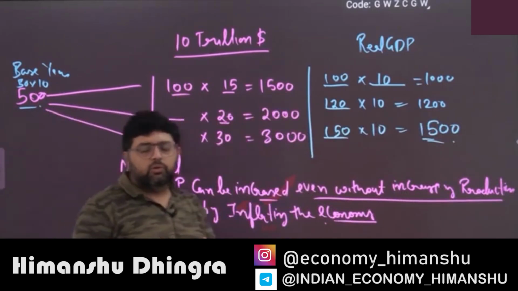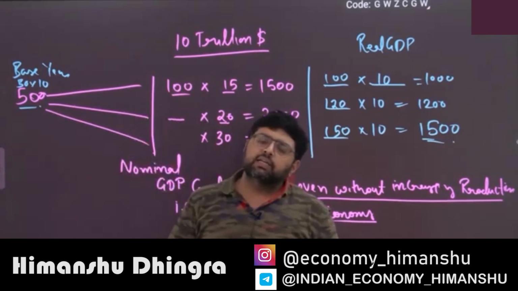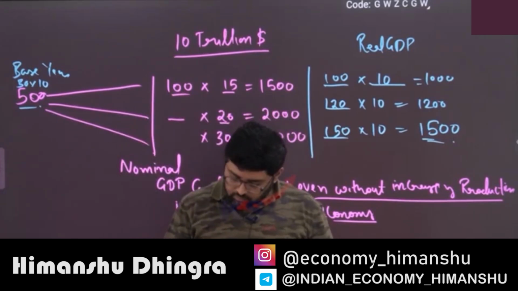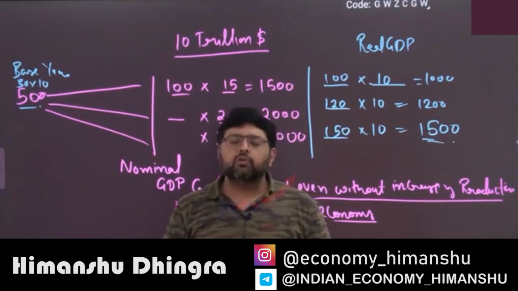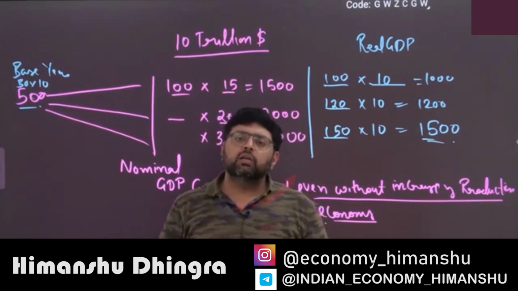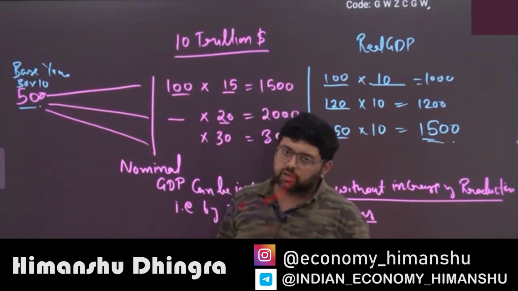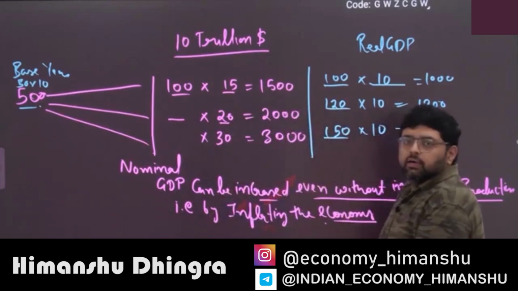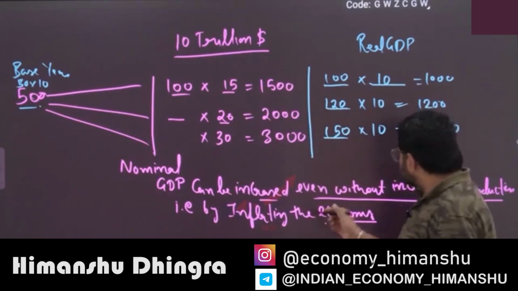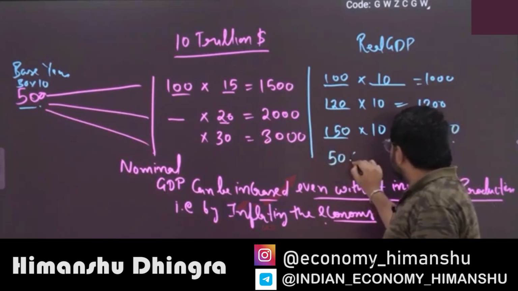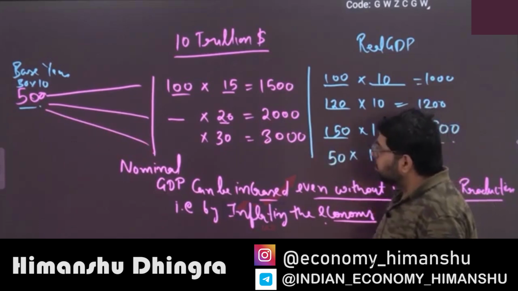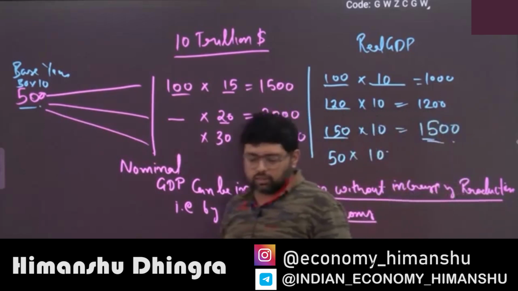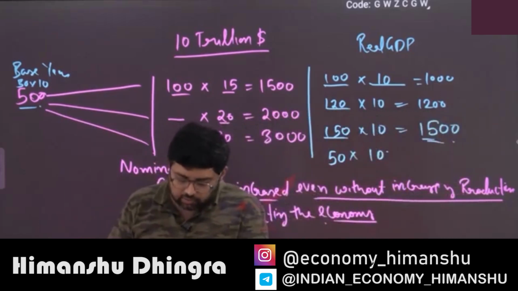That is why I told you, our purpose of calculating GDP is that we want to see the increase in total new final goods and services. There may be a possibility that our production gets reduced, for example it becomes 50 only. When you compare with the base year, you will see no change. Got it? Is it clear to you?